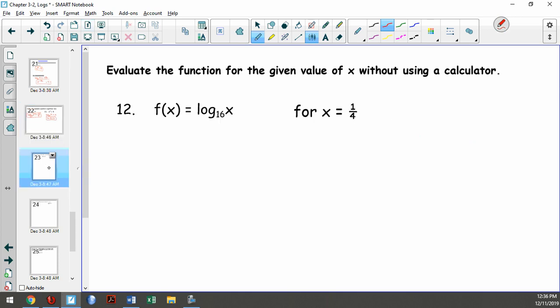The next set of instructions says evaluate the function for the given value of x without using a calculator. That was the entire worksheet I just went over at the beginning of class. So what is f of x going to be? What's f of x also known as? Y is equal to log base 16. What's x going to say? What's x? 1/4. So now, how do I write this as an exponential?